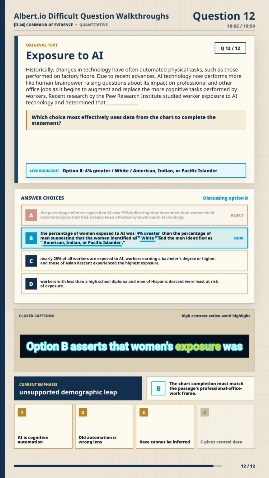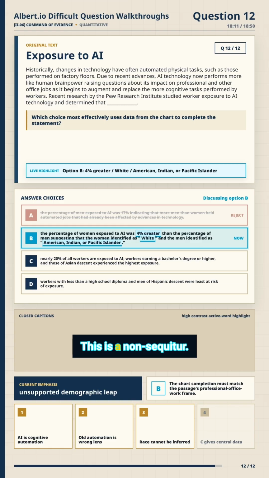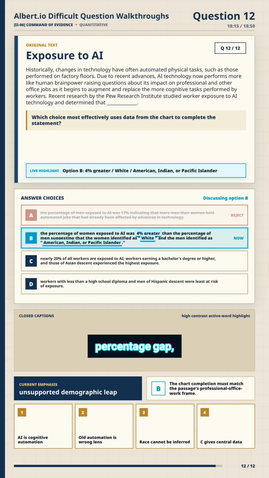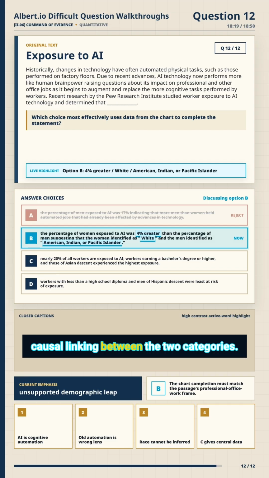Option B asserts that women's exposure was 4% greater than men's, then attempts to explain that gap by claiming that women identified as white and the men as American Indian or Pacific Islander. This is a non sequitur. Racial composition cannot be inferred by a percentage gap, and a Pew chart breaking down exposure by sex and race wouldn't establish the kind of causal linking between the 2 categories.